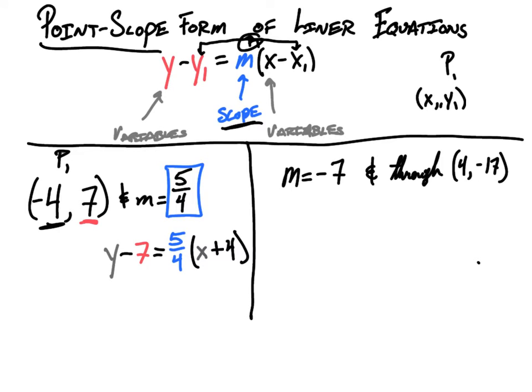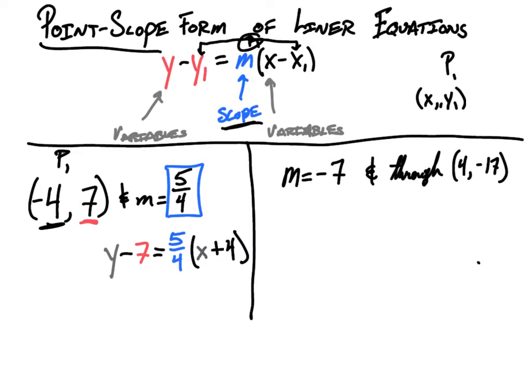Okay, so your problem is going to be m is -7, the slope's -7, and it goes through the point 4, -17. I want you to pause the video and try to figure out the best way to write this in point-slope form. Hopefully you did get a chance. Make sure you work it out first, and let's take a look.